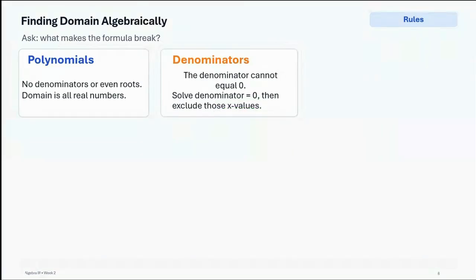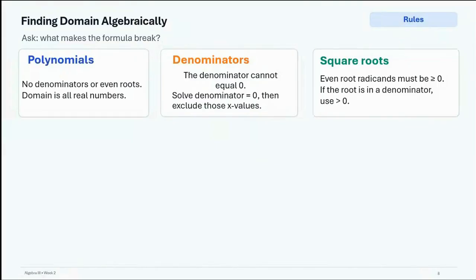The next rule is, what if there's a square root? Even root, not odd ones. Odd ones are different. Even roots: square root, fourth root, sixth root, eighth root, even numbers. The radicand must be greater than or equal to zero. The number inside the square root is the radicand. That number must be zero or larger.